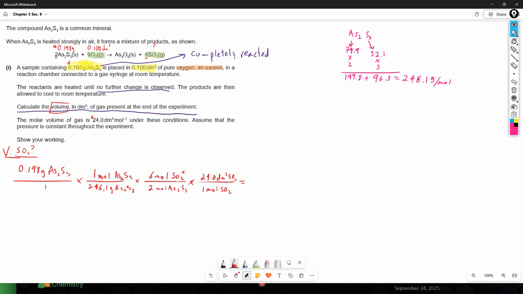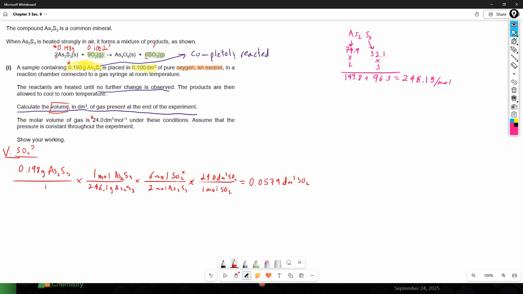So we can now figure out the volume of this SO2 that I made. So 0.198 times 6 times 24 divided by 246.1 divided by 2 is going to give me a total of 0.0579 cubic decimeters of SO2. And we're going to keep it to 3 sig figs because that's the number that I was given for my initial number. And that's my first part for this question. This is the amount of SO2.